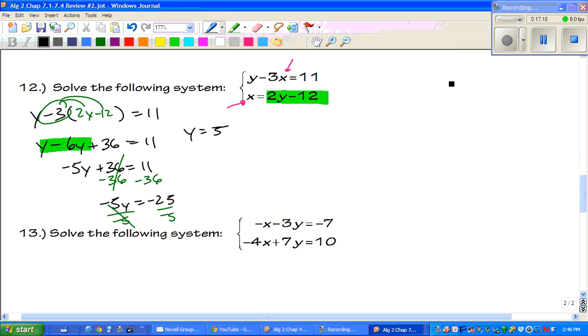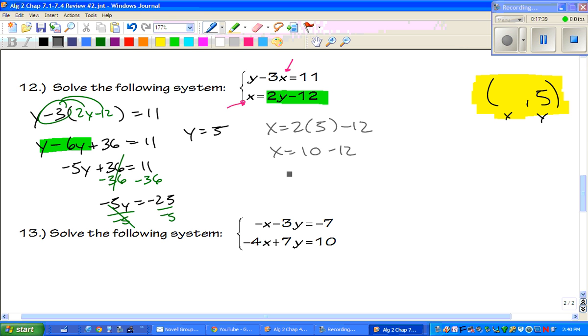Okay? Now, remember, we are not done. We do want a final point, but remember the point is x and y. We just know what the y is. So to figure that out, we're going to plug it in. 10 minus 12, x equals negative 2. And there's your final answer.